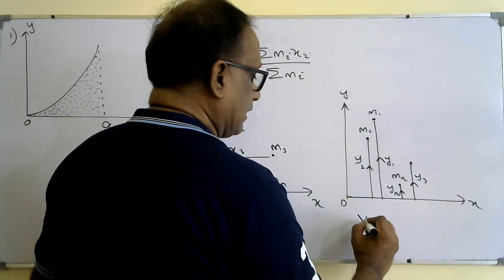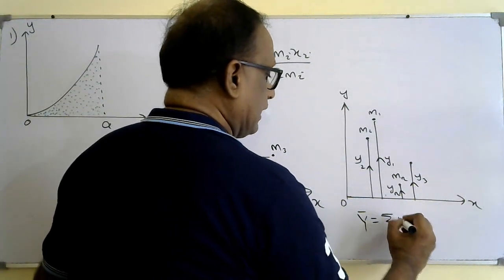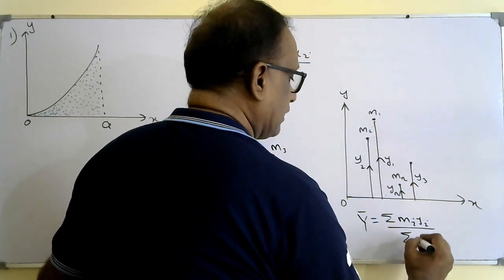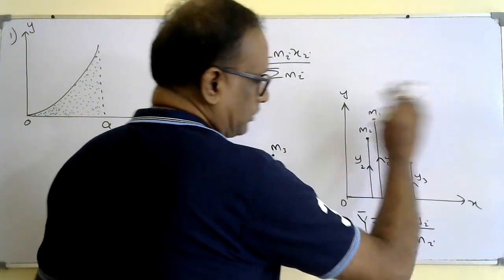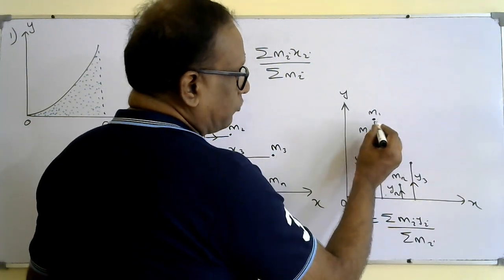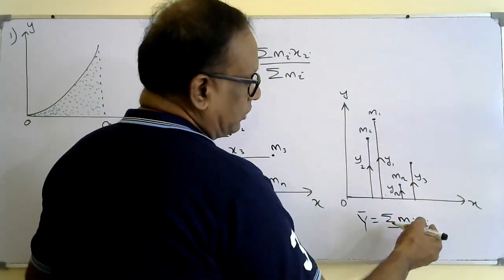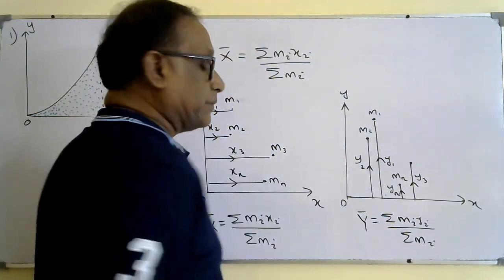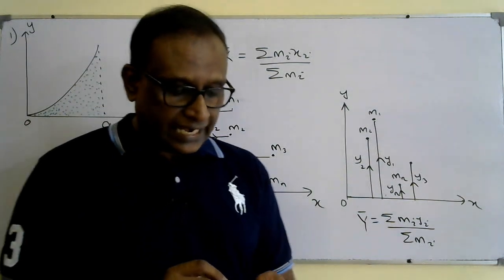So y bar is equal to sigma mi yi over sigma mi. So sigma mi means total mass. Mi yi means m1 into y1, m2 into y2, like that, we have to add all those things. Summation divided by sigma mi. Okay, so I'm going to use this idea here.